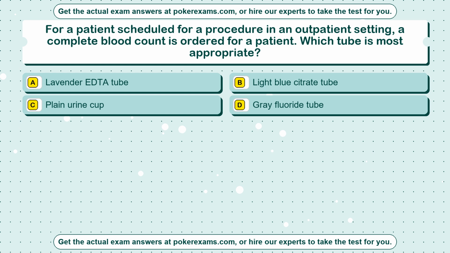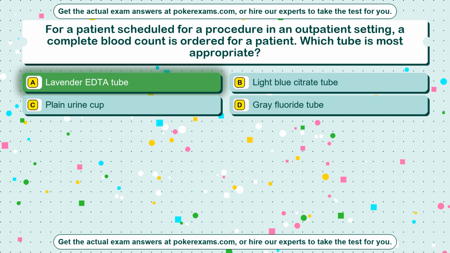Question 22. For a patient scheduled for a procedure in an outpatient setting, a complete blood count is ordered for a patient. Which tube is most appropriate? Option A, lavender EDTA tube. Option B, light blue citrate tube. Option C, plain urine cup. Option D, gray fluoride tube.